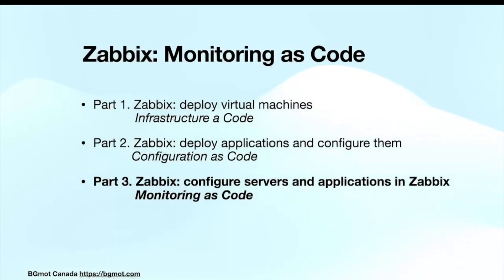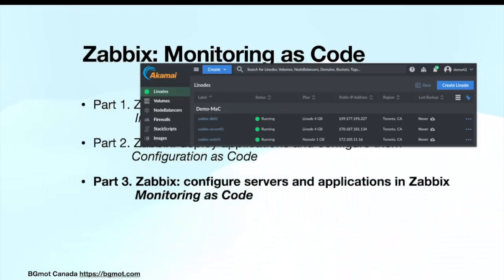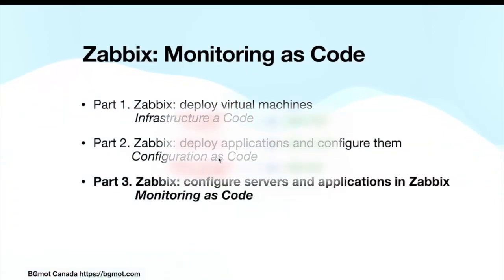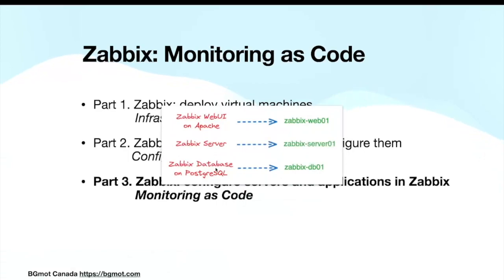In part 1, we used Ansible to deploy 3 virtual machines into Akamai Cloud. So we have Zabbix-DB01, Zabbix Server 01, Zabbix Web 01. In part 2, we deployed Zabbix as 3 components to 3 virtual machines. We installed PostgreSQL database and Zabbix database on top of that into Zabbix DB01, Zabbix server itself into Zabbix server 01, and Apache and Zabbix Web UI into Zabbix Web 01.